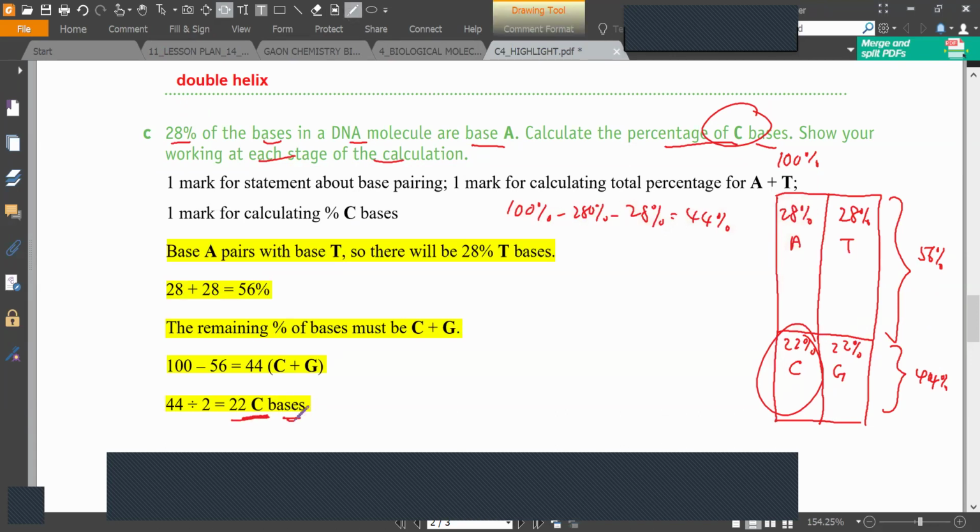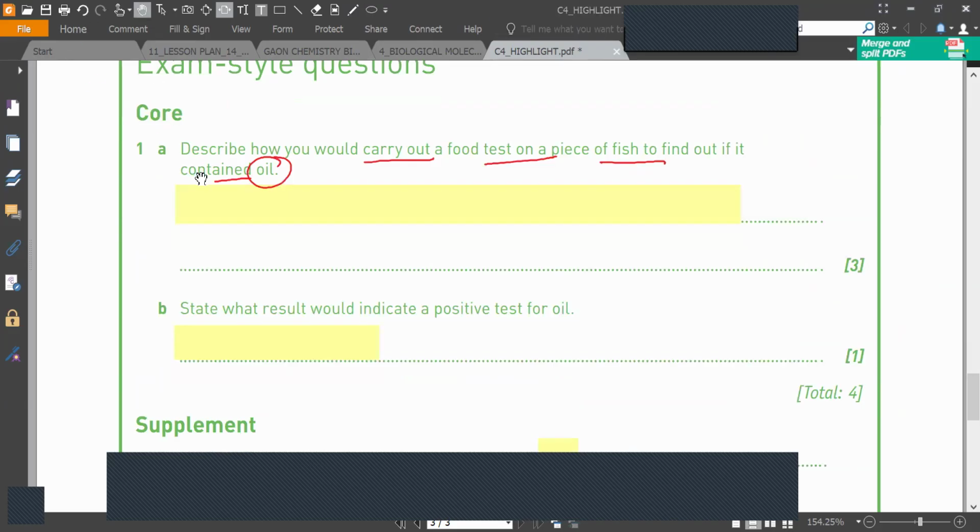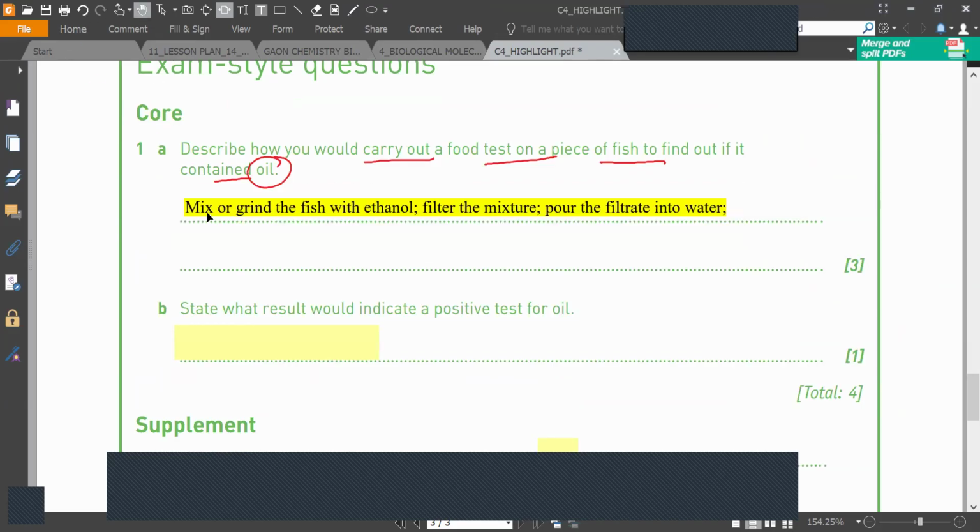This type of question sometimes comes up in the exam. Next, describe how you would carry out a food test on a piece of fish to find out if it contains oil. We know we are testing for oil. This is straightforward. We will be doing the emulsion test. First we will grind the fish with ethanol, so we cut the fish into a paste.